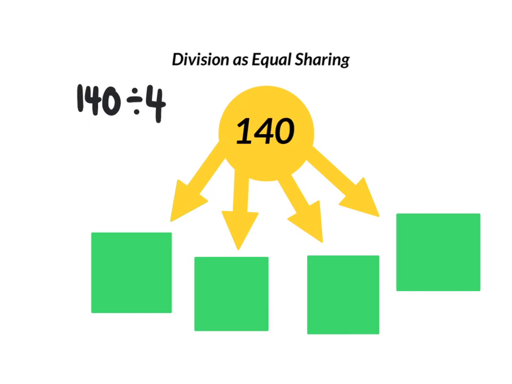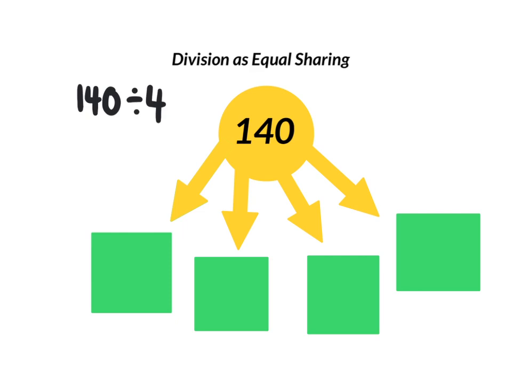We can think of division as equal sharing. When I look at the number sentence 140 divided by 4, I am thinking to myself, I want to share 140 four ways, or into 4 equal groups. Now to begin with, I don't know what the answer to this number sentence is.